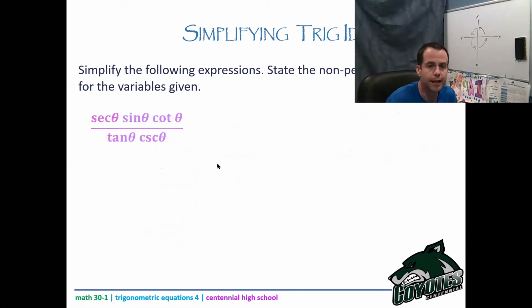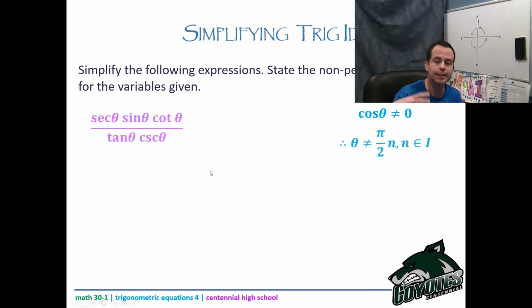Okay, good. Now, secant of theta, sine of theta, cotangent of theta, all over tan of theta, cosecant of theta. Okay, so secant is 1 over cos, so cos of theta can't be 0. I see cosecant as well. Sine of theta can't be 0. Cotangent and tangent are already taken care of because we've already said that sine of theta can't be 0 and cos of theta can't be 0. So same NPVs, same restrictions that we've had on the last two examples.